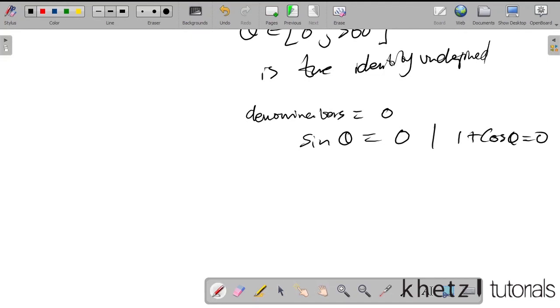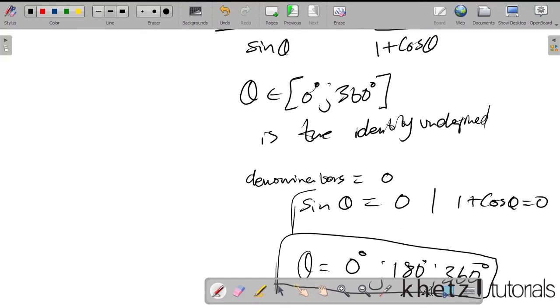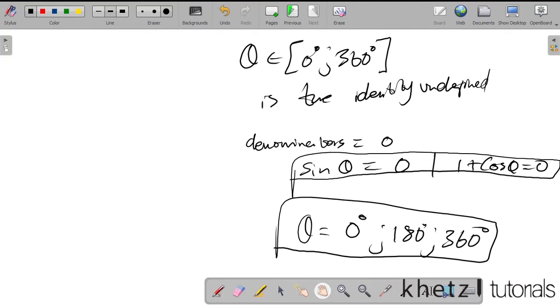Then you're going to restrict your general solutions to fall within the range of 0 to 360 as given in the question, and you'd find that the answers would be 0, 180, and 360 degrees. So that is homework for you, to actually solve these general solutions and ultimately find the answers using the restrictions.